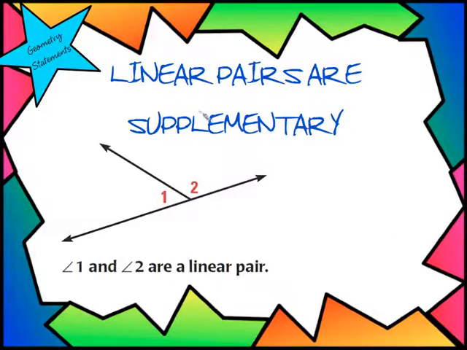So our geometry statement is that linear pairs are supplementary. And I believe on your notes it says the measure of angle 1 plus the measure of angle 2 equals 180. This is what you would write in a proof.